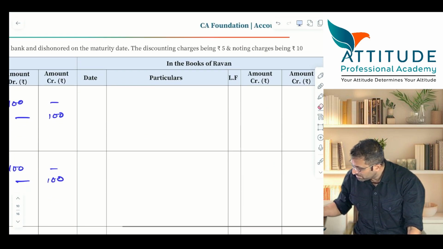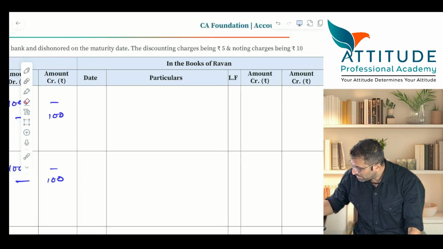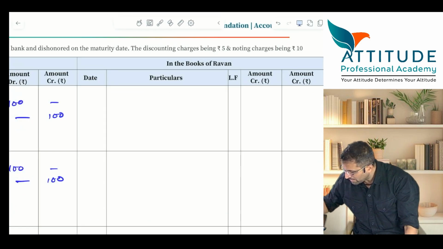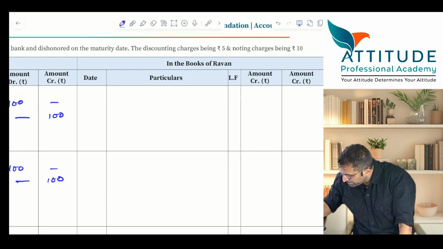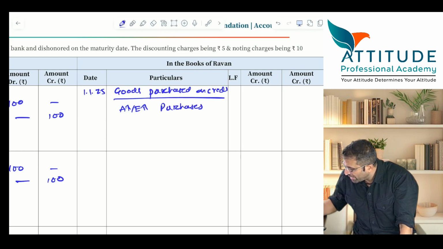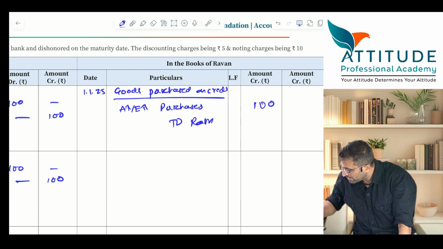In the books of Ravan. 1/1/25. Goods purchased on credit. Does an asset increase or an expense increase? Purchase account debit. I keep on repeating the things. To Ram. What should I write? Liability increases. Very good. Next.